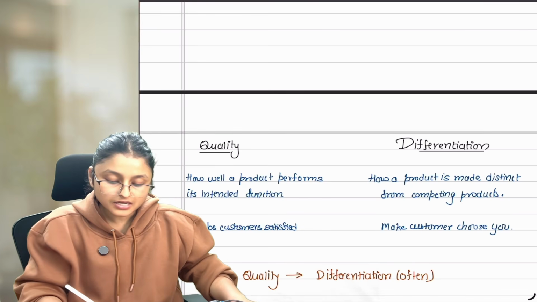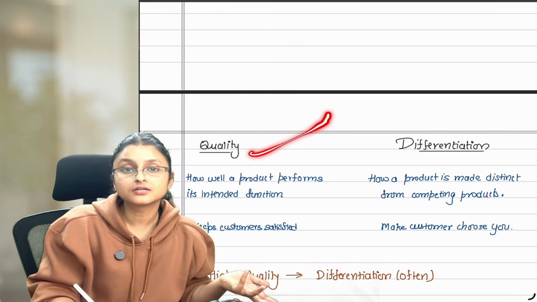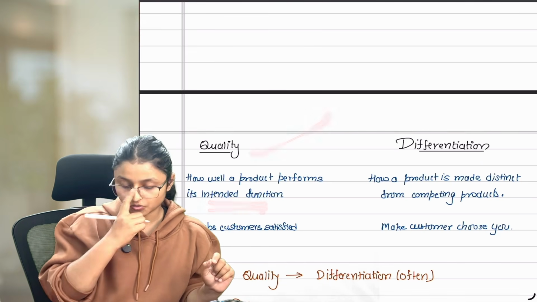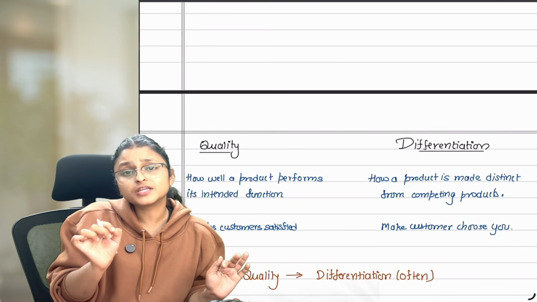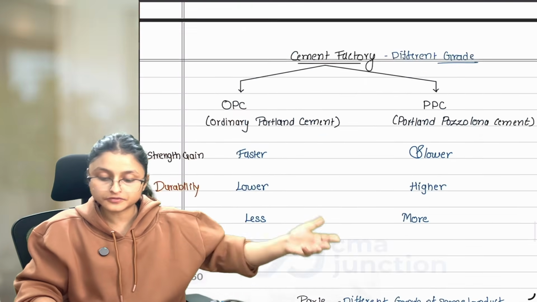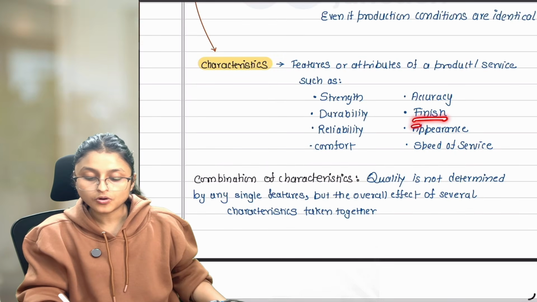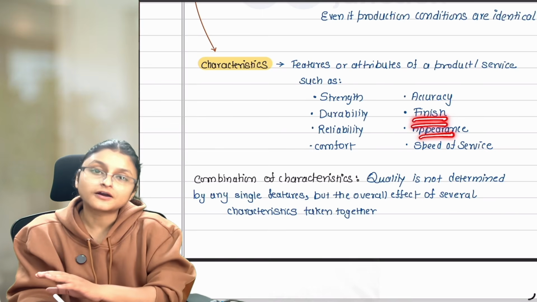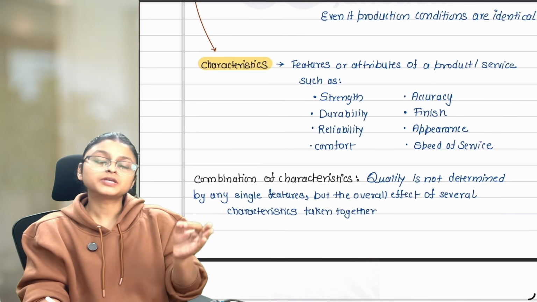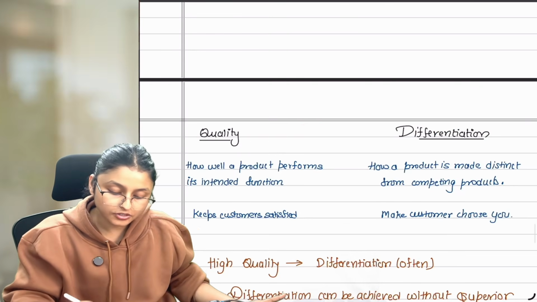So when we say a quality product distinguishes itself from another, we are focusing mainly on its function. For a quality product, function is the very important thing. Then only we consider other features like appearance or finish. These are all the things which come after. The main thing is function, that the product should be able to perform its function really well when we are talking about quality.